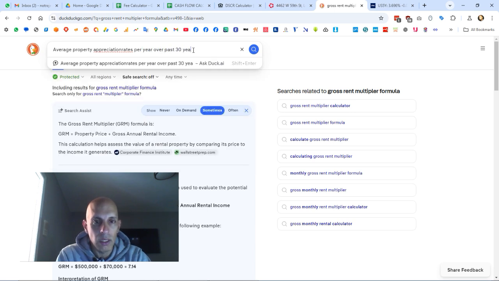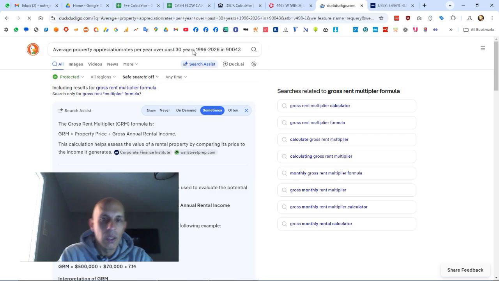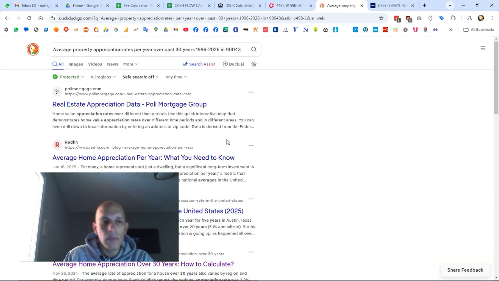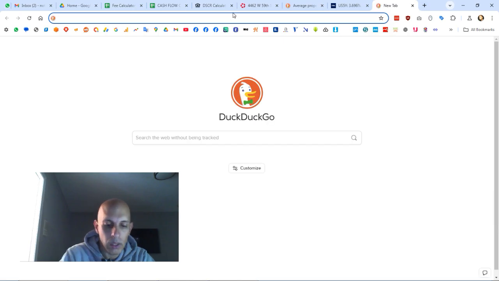So let's see here, average property appreciation rates per year over past 30 years, 1996 to 2026, and 90043. And let's see what Google says as well regarding this.